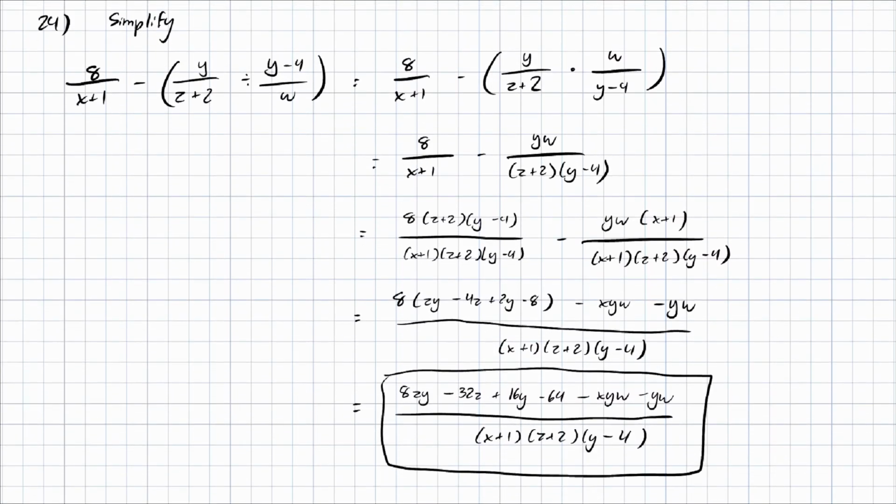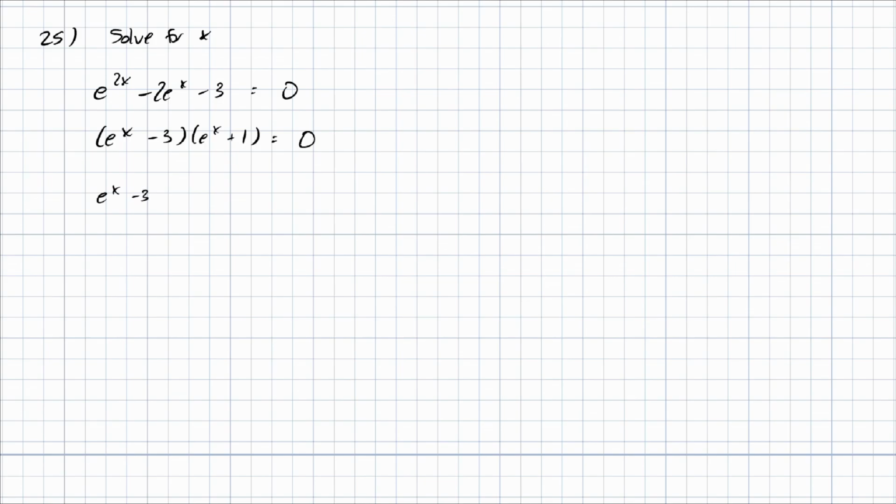All right. 25. Solve for x. e^2x minus 2e^x minus 3 equals 0. This is simply e^x minus 3 times e^x plus 1 equals 0. Okay, now you have e^x minus 3 equals 0. e^x equals 3. You have e^x plus 1 equals 0. e^x equals negative 1.